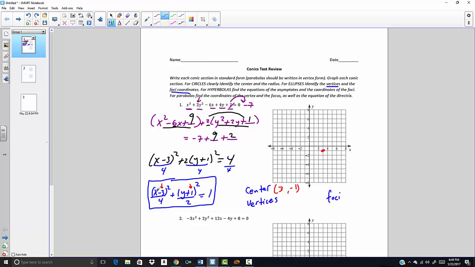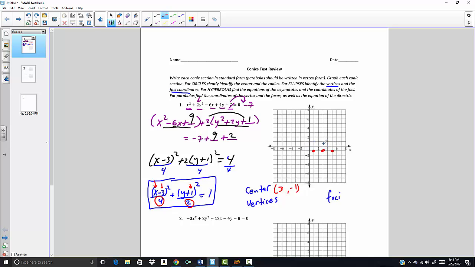Okay, if I look underneath the x, I see 4. I know that the square root of 4 is 2. So from the center, I'll go 2 to the left, and I'll go 2 to the right. And I'm going left and right because right here is what? X, okay? Underneath the y, I see 2. The square root of 2 is root 2, and root 2 is about 1.4. It's an irrational number, so like I said, some of these numbers are not clean for this test review.